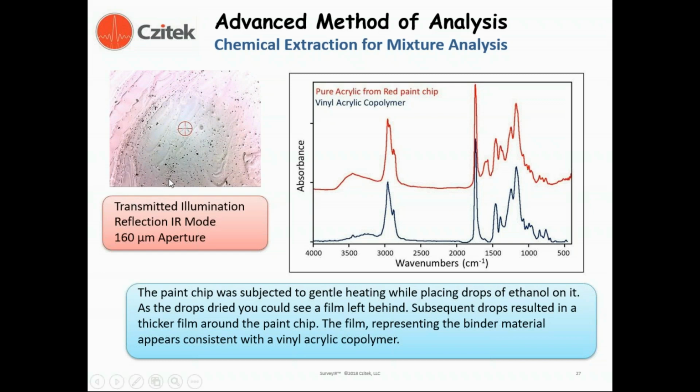We have a film here, and we come in and measure a very high quality spectrum in the red, very good sample thickness of the binder material, which is consistent with a vinyl acrylic copolymer material. So in this case, we're measuring material that is separate from other materials in the paint composition.